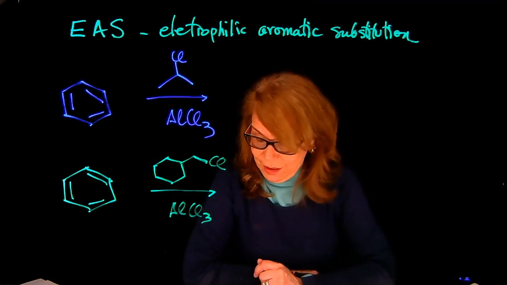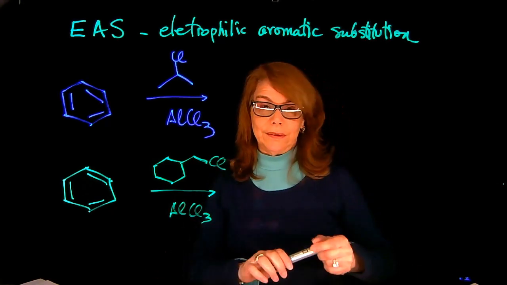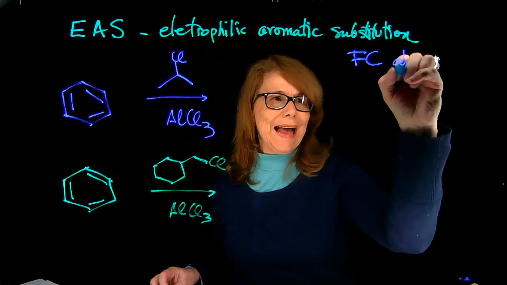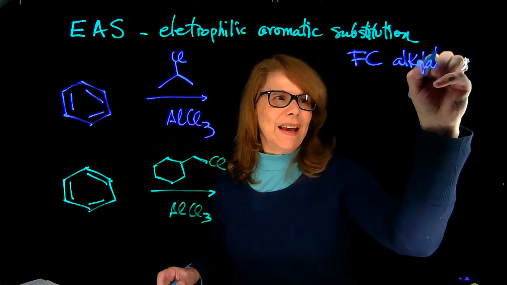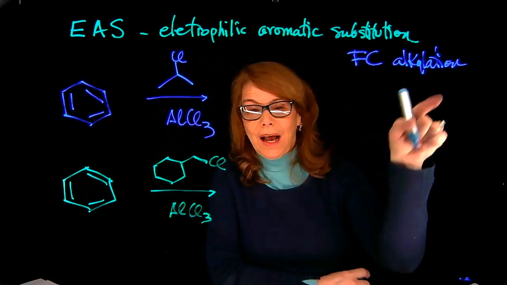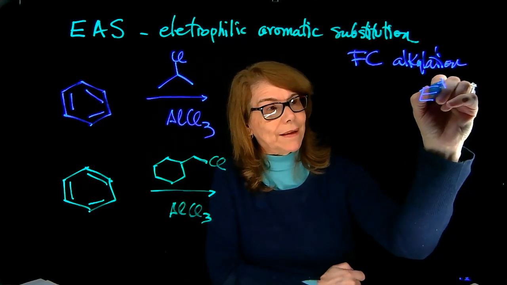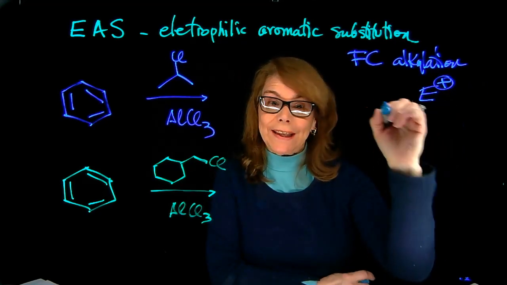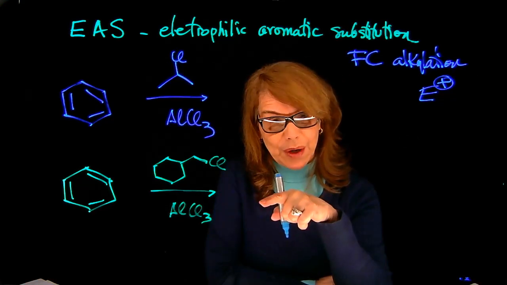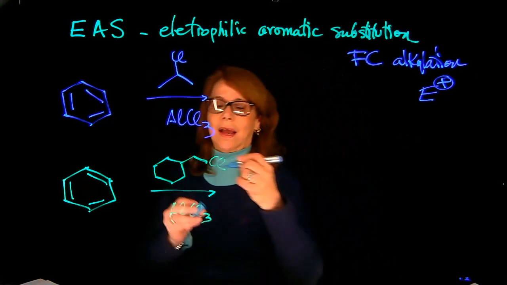Here I have a couple of examples of a Friedel-Crafts alkylation reaction. Let's write it here: Friedel-Crafts alkylation. One problem we need to be aware of is that the electrophile you form, that carbocation, can rearrange. If it rearranges, then you will have a different product.